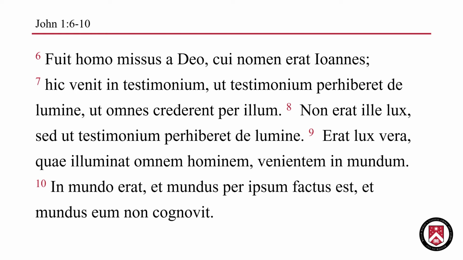In verse 8 we read, non erat ille lux, sed ut testimonium perhiberet de lumine. Non erat means not was, and ille means he. Not was he, lux, the light. Sed is a conjunction that means but. Not was he, John, the light, but ut, so that testimonium, a testimony, perhiberet, he might give, de lumine, about the light.